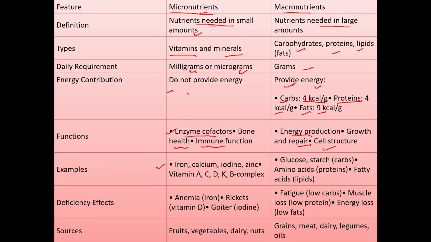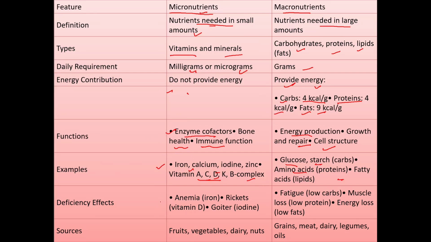Common examples of micronutrients are iron, calcium, iodine, zinc, vitamins A, D, C, K, and B complex, whereas macronutrients are glucose, which we need a lot, starch, amino acids, and fatty acids.